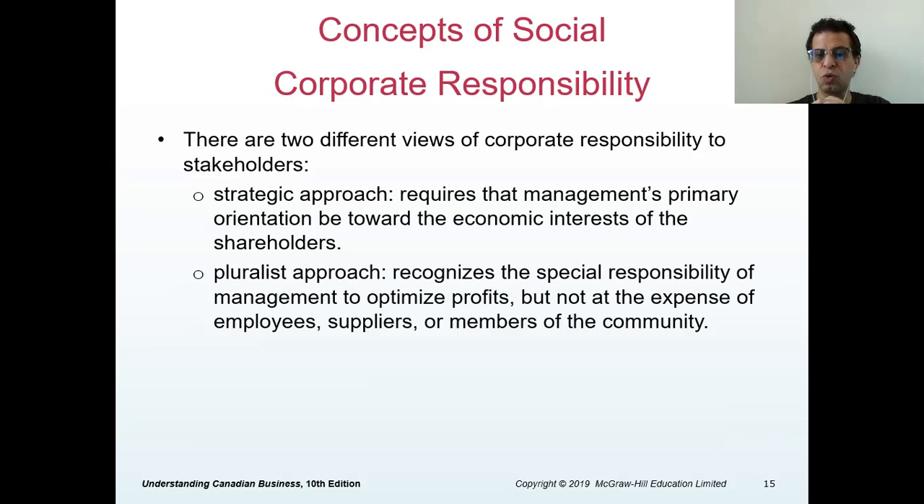A strategic approach requires that management's primary orientation be toward the economic interest of the shareholders. The shareholders come first in the economics. The pluralist approach, which comes from multiple perspectives, recognizes that the social responsibility of management is to optimize the profits, but not at all expense of the employees, suppliers and members of the community. They should balance these. Your goal is to maximize your profit, but also take into consideration the other issues like employees and suppliers, which should be balanced.